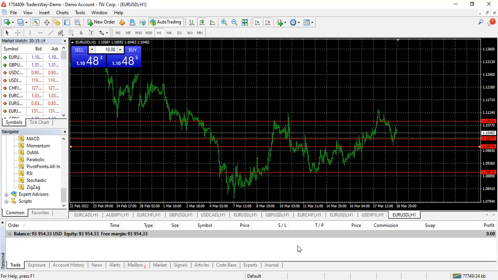If you have any questions based on balance, equity, free margin, margin level, used margin, you can just let me know. I will share the file in the group, so you can go through it to understand more about margin.